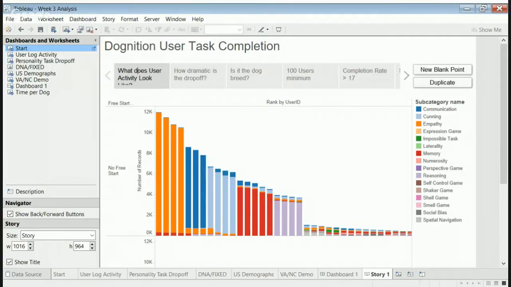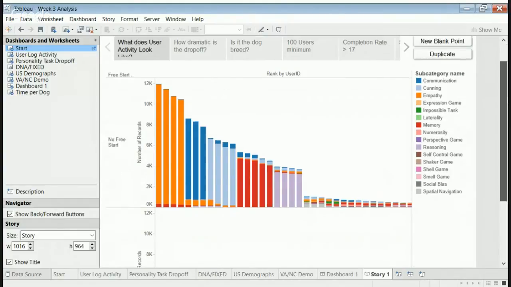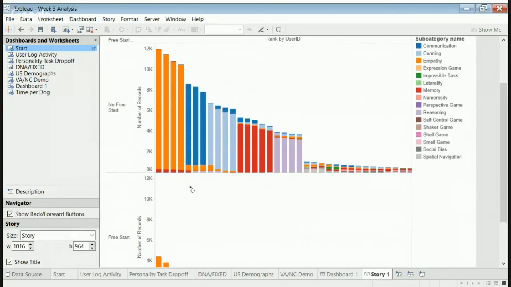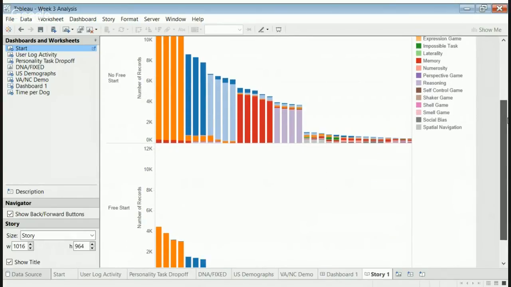Welcome to my presentation on how to best raise user completion rates through Dognition's website. One of the main points to look at is what user activity already looks like right now. Here is a graph of the user completion rate by task order.